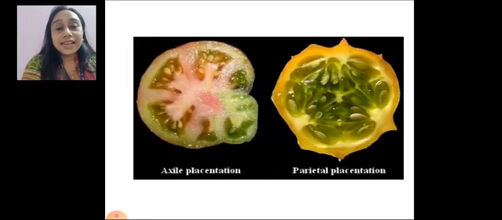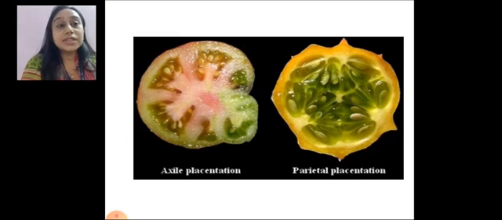Then a second kind of placentation that we can take is the axile. In a tomato, what happens? There is an axis in between and the seeds are arranged all around the axis. Number 3 is the parietal kind of placentation. This kind of placentation we can see probably in a cucumber.